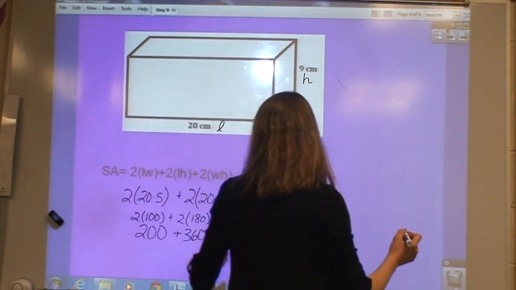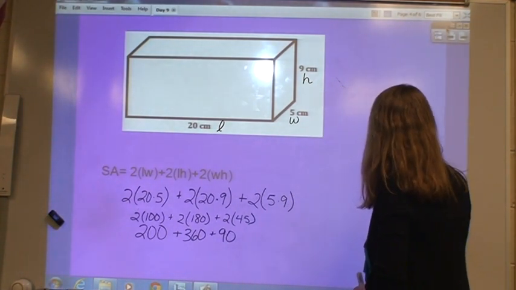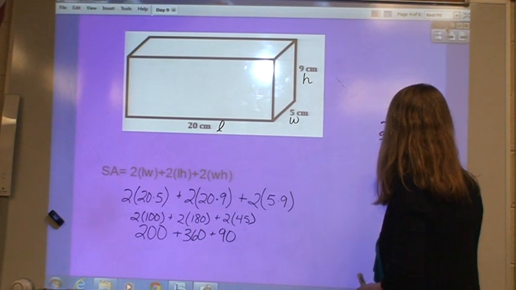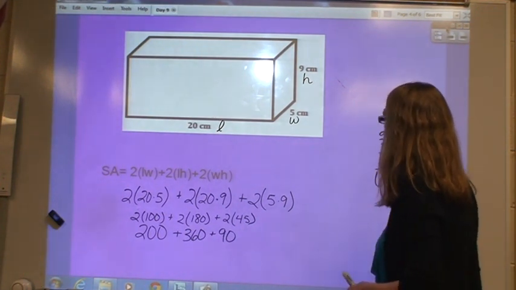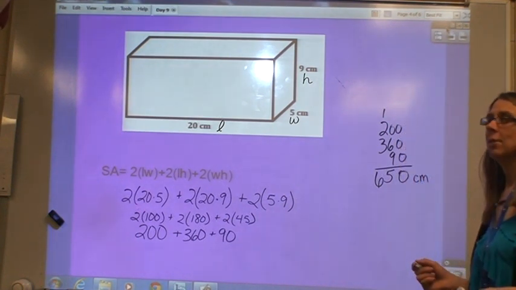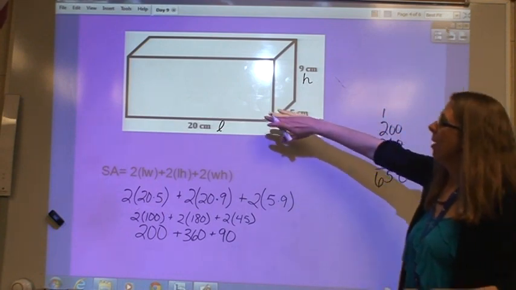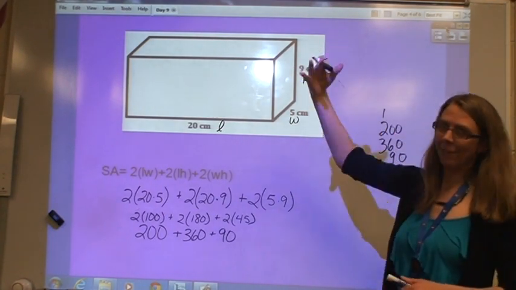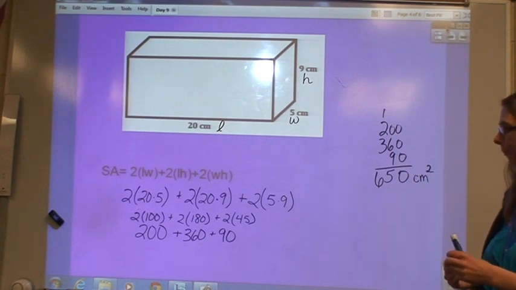So now I just need to add it all up. 200 plus 360 plus 90 is 650. I need a label. Centimeters. Since we're talking about area and not volume, even though we're talking about a 3-dimensional shape, we're only talking about each side individually. We're not talking about all 3 dimensions at the same time. So it's centimeters squared because I'm just talking about area, surface area, not the volume.